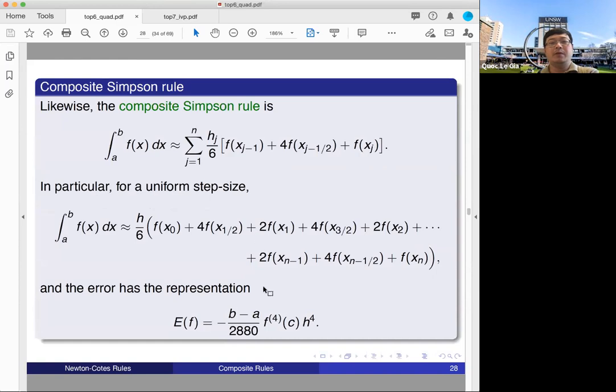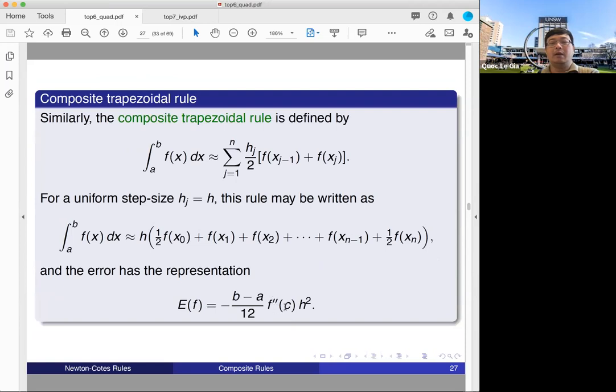Say maybe for Simpson's rule, yeah? So what does the error say? Well, it says that the error is of order 4, right? However, you need the 4th derivative of the function for this to make sense, right? Otherwise, it doesn't make sense. Similarly here, you need the 2nd derivative of the function for the error to make sense, yeah?